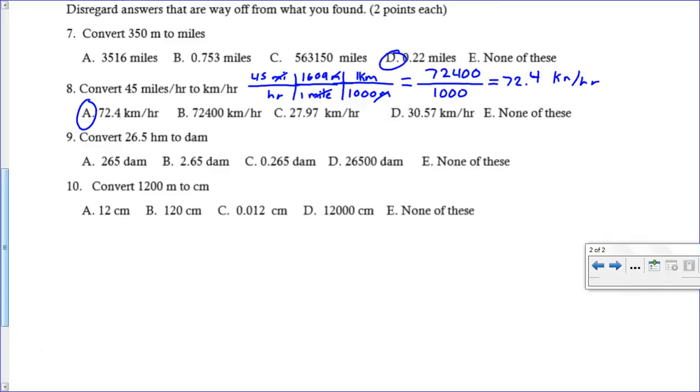2.65 hectometers to decameters. So remember kilo, hecto, deca, base unit, deci, centi, milli. All right. King Henry died by drinking chocolate milk. So hectometers to decameters, that's just jumping over one spot here to the left. So take our decimal point, jump it over one spot to the left. We get 265 decameters, which is A.